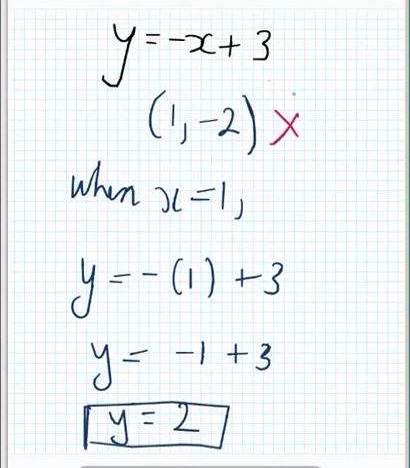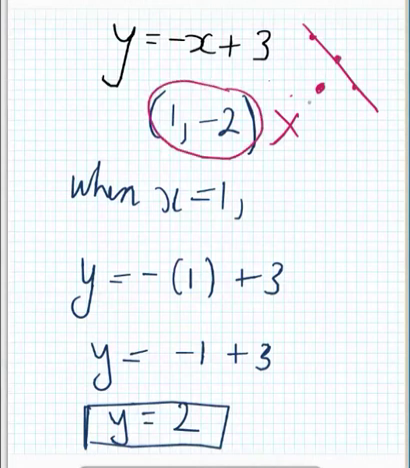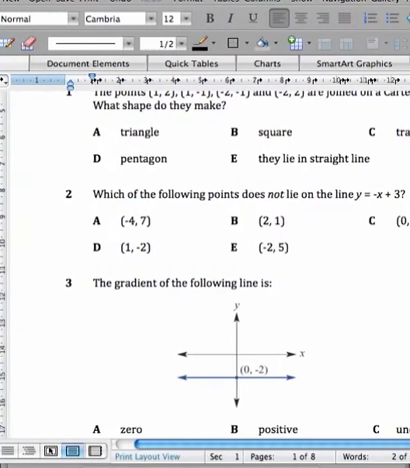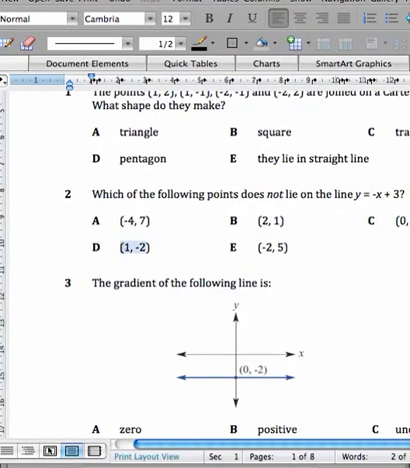If we drew the straight line, we can see it's a negative gradient, so it's going down the hill. This point will not be a part of that line. It might be sitting out here. Every other point must belong to the straight line, because we did our tests, whereas this point here will be out there. So the answer for this one is D. This point here does not belong to this equation.